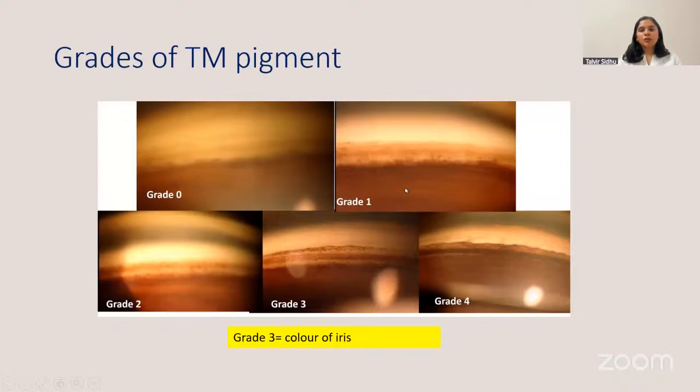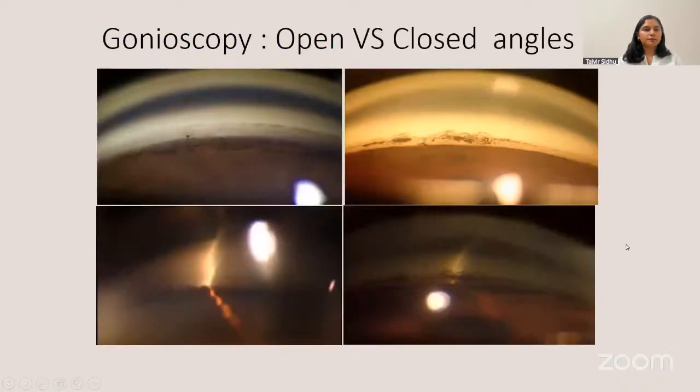So then talking about the grade of pigments, trabecular pigment is also graded from 0 to 4. Grade 4 is excessive pigmentation, which is present in pigment dispersion. Grade 3 pigment can be seen in normal angles also. Grade 2, grade 1 and grade 0 are less pigmentation. So the pigmentation of grade 3 is equal to the color of the iris. Here you can see in grade 4, the pigment is darker than the color of the iris. That means a lot of pigment has released into the angle because of pigmentary glaucoma.